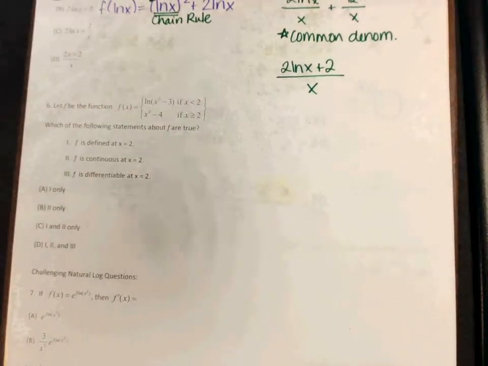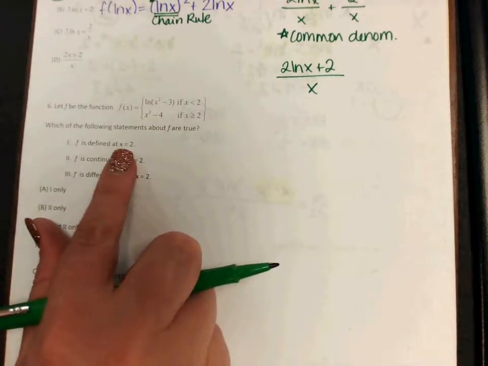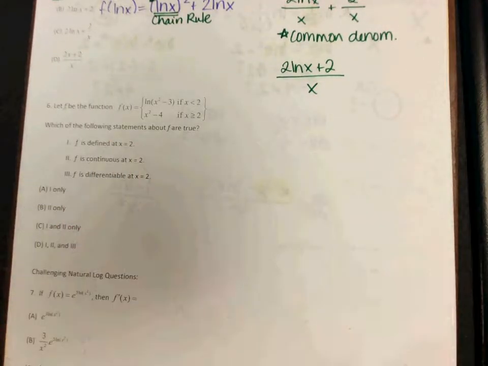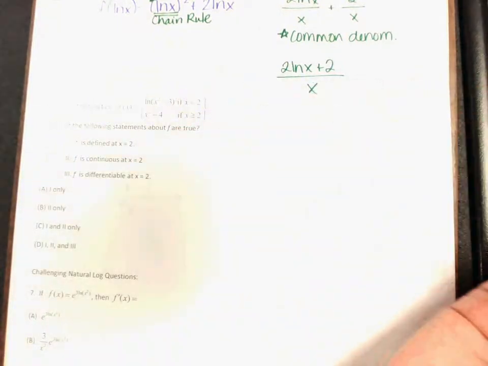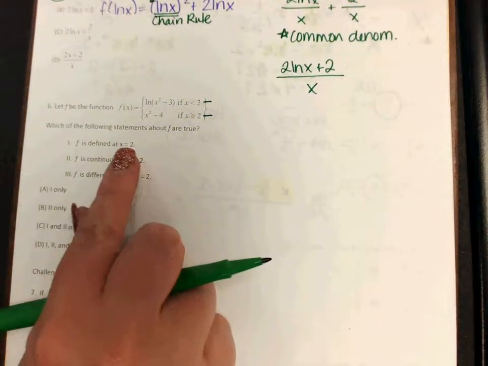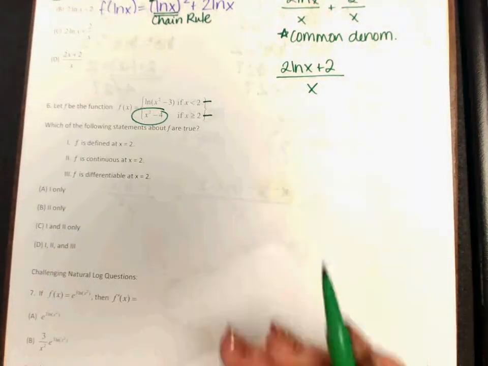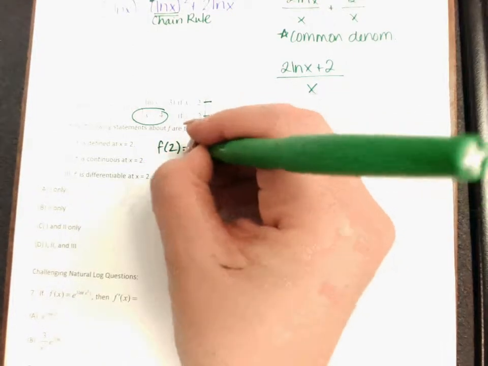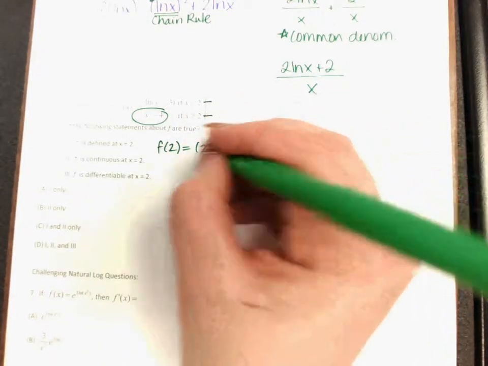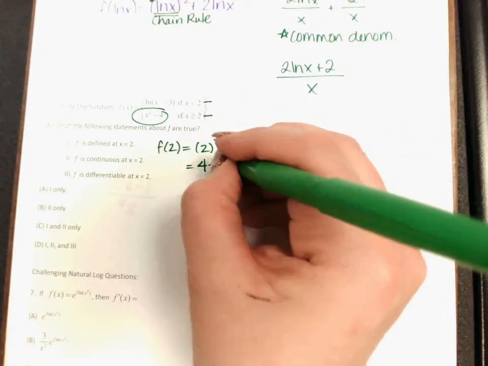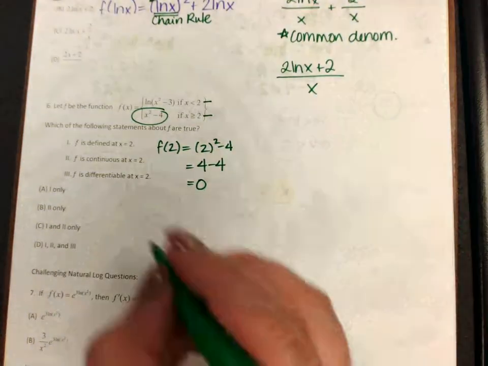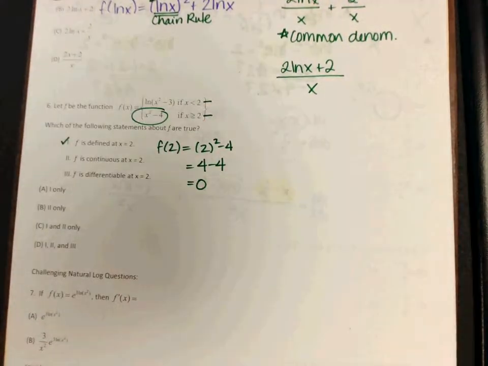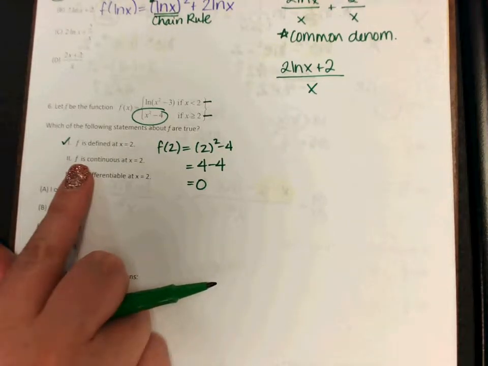Okay, so number 6, we want to know if f is defined at 2. The first thing that I would do is plug in 2 to the part of the equation that it fits in. If I want x to be equal to 2, I have to plug into the bottom part. So f of 2 equals 2 squared minus 4. 2 squared is 4. 4 minus 4 is 0. So is f defined at 2? Check. Yes, it is.